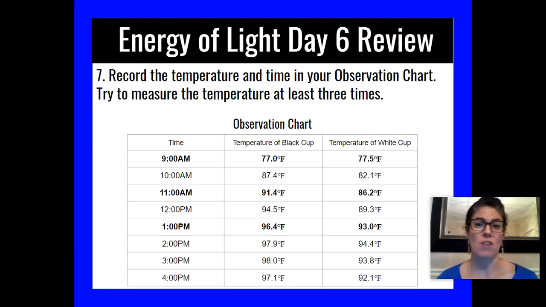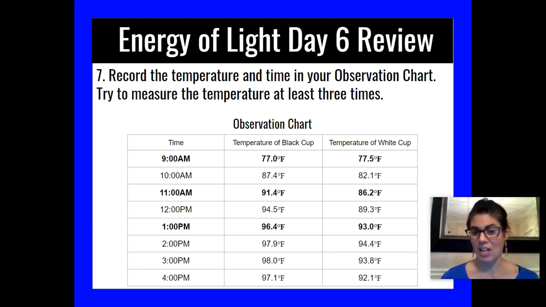Here's my observation chart for this experiment. I included a lot more times than you needed to, but I just wanted to show you how the temperature changed every hour. My black cup started at 77 degrees Fahrenheit. At 10 o'clock, it was up 10 degrees in 1 hour. My white cup, which started at half a degree warmer at 77.5 degrees Fahrenheit, was up less than 10 degrees, closer to only 5 degrees at 82.1 degrees Fahrenheit. So the temperature of the black cup increased twice the amount of what the white cup temperature increased by.